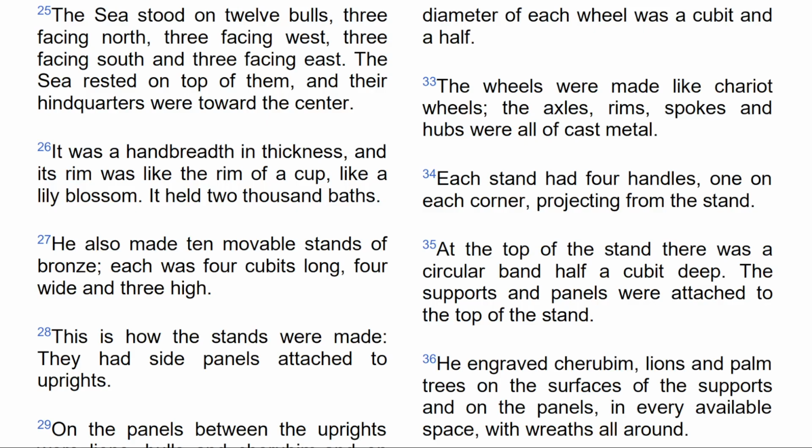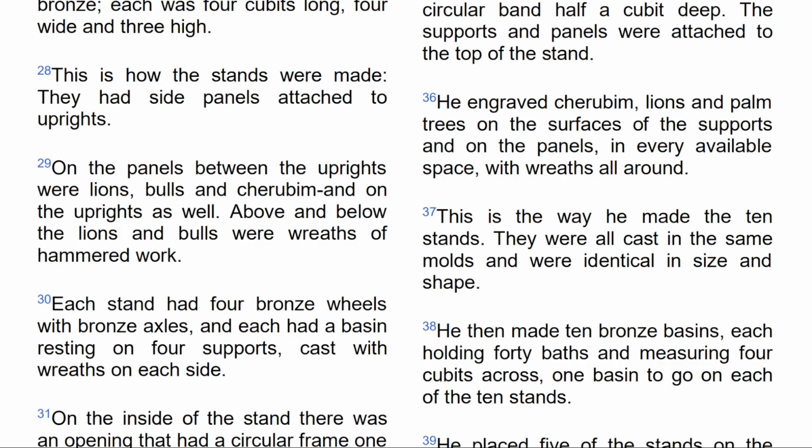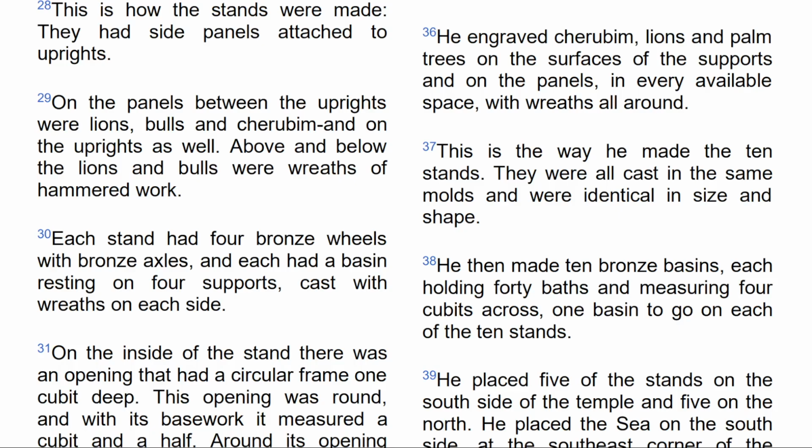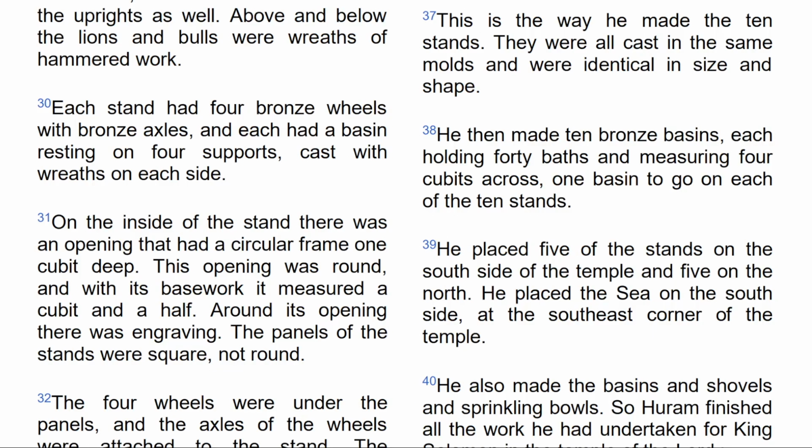Each was 4 cubits long, 4 wide, and 3 high. This is how the stands were made. They had side panels attached to uprights. On the panels between the uprights were lions, bulls, and cherubim, and on the uprights as well. Above and below the lions and bulls were wreaths of hammered work.